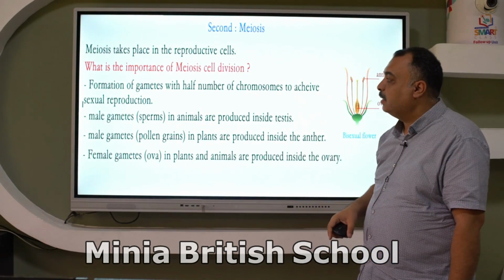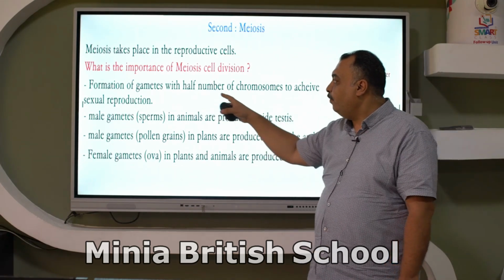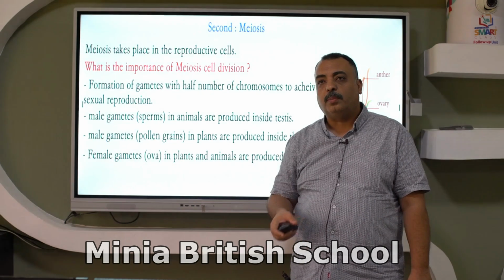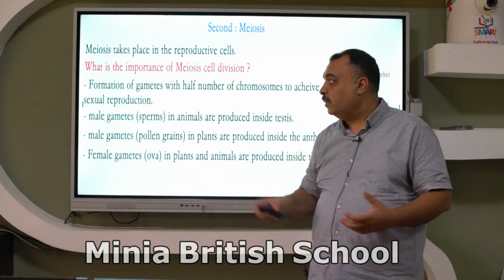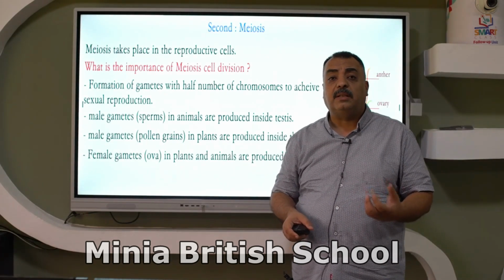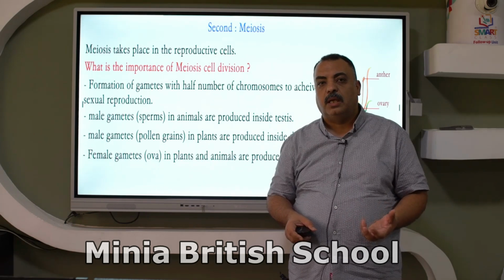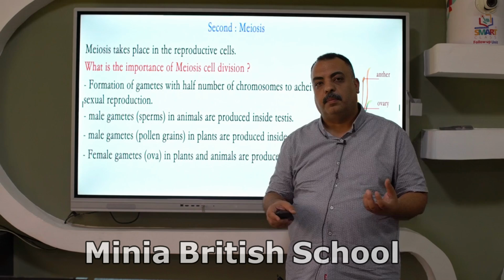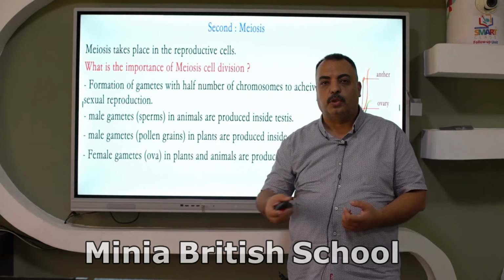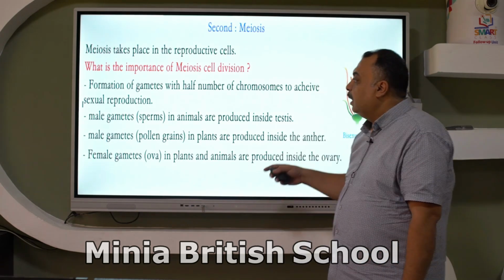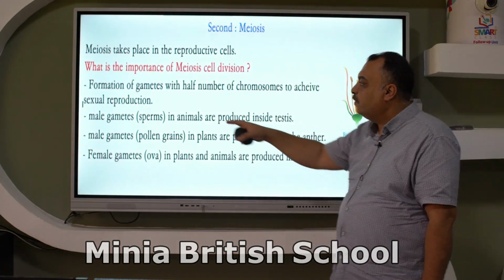Meiosis takes place in the reproductive cells, testes and ovary, and the importance of meiosis in cell division is to form the gametes. These gametes have half the number of chromosomes. We can talk about human beings: 46 chromosomes in each of the somatic cells and the reproductive cells, ovary and testes. But in the sperm and ovum, the number of chromosomes is half, 23 chromosomes only. Why is that? After fertilization, the sperm and ovum combine together to form again 46 chromosomes, which is the normal number of chromosomes in humans. So the importance of meiosis is to form gametes which have half the number of chromosomes to achieve sexual reproduction.